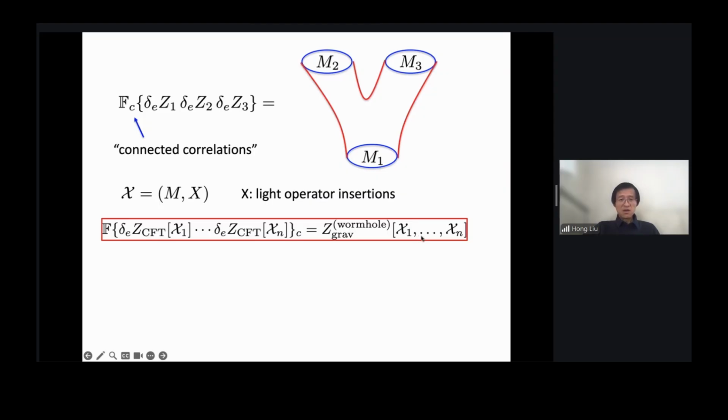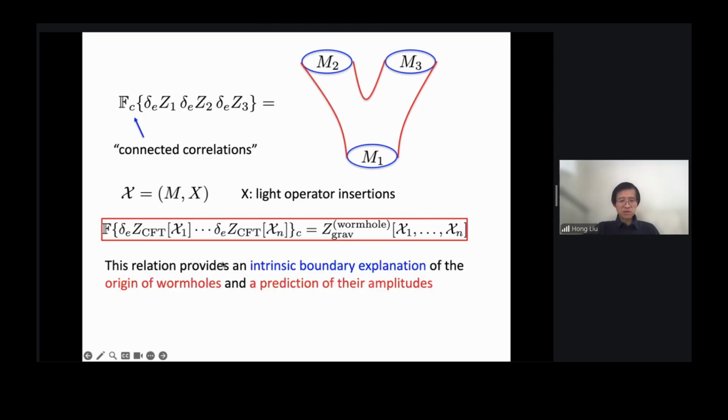As I said, in principle, on the CFT side, we should be able to define this delta E intrinsically. So this relation provides an intrinsic boundary explanation of the wormhole, and actually gives a prediction of the amplitude. If I'm powerful enough to calculate such CFT partition functions, then I can extract those delta E's, do an asymptotic expansion of their product, and that way I can predict the wormhole amplitude on the gravity side.